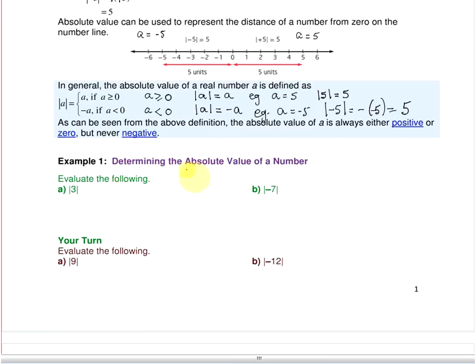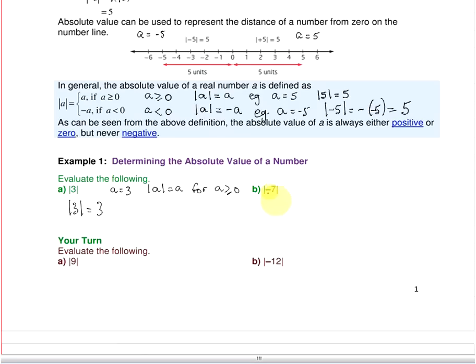Determining the absolute value of a number. Evaluate the following. We want the absolute value of 3. This means that a is equal to 3, and we know that the absolute value of a equals a for a greater than or equal to 0. So the absolute value of 3 is equal to 3.